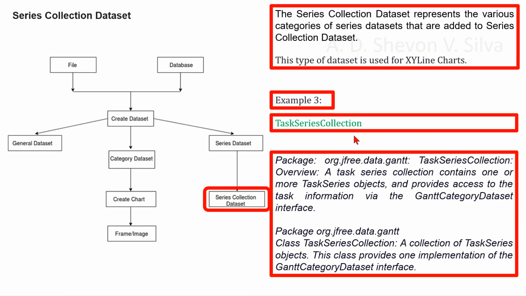Overview in TaskSeriesCollection in package org.jfree.data.gantt. The TaskSeriesCollection contains one or more TaskSeries objects and provides access to the task information via the GanttCategoryDataset interface. Class TaskSeriesCollection in package org.jfree.data.gantt, a collection of TaskSeries objects. This class provides one implementation of the GanttCategoryDataset interface. You can use this class as a dataset for a Gantt chart.